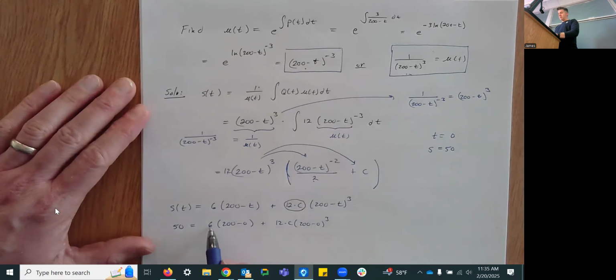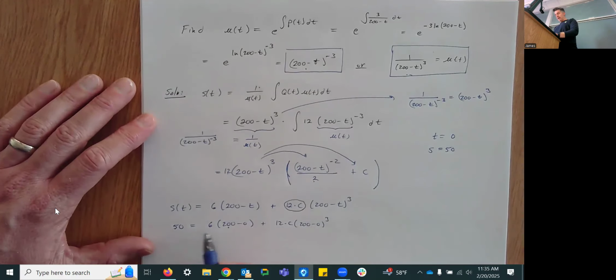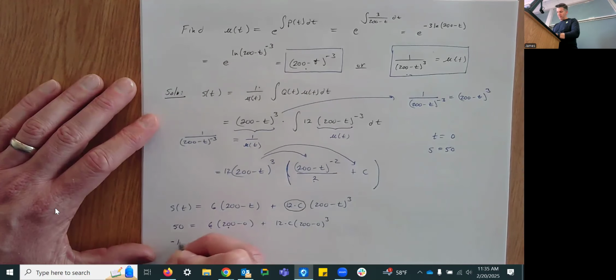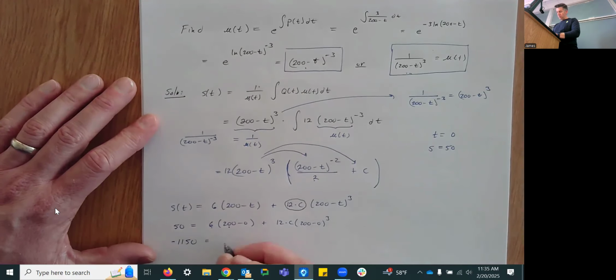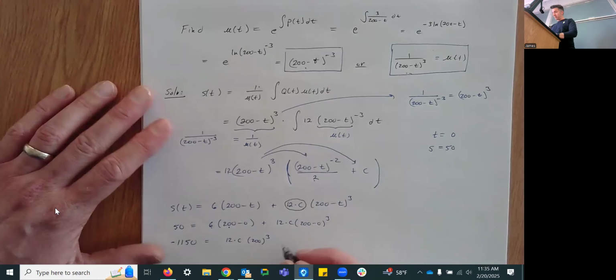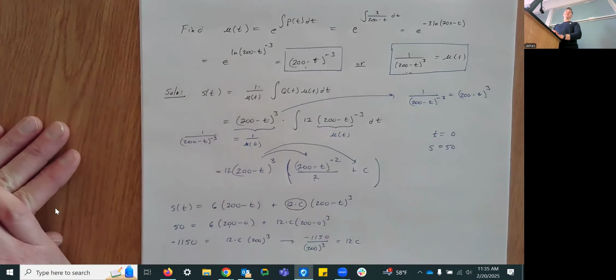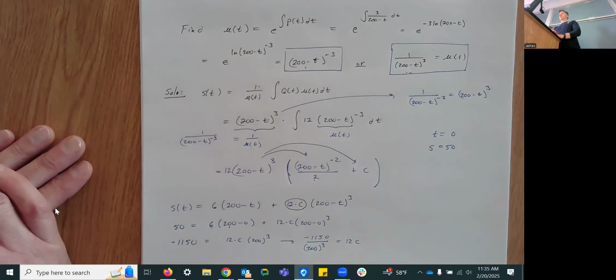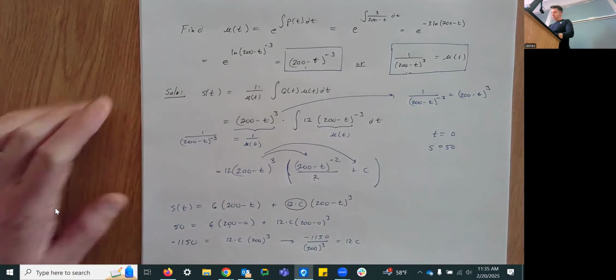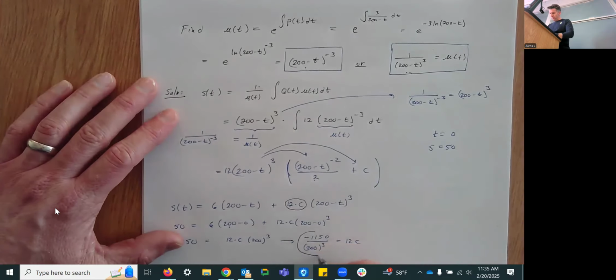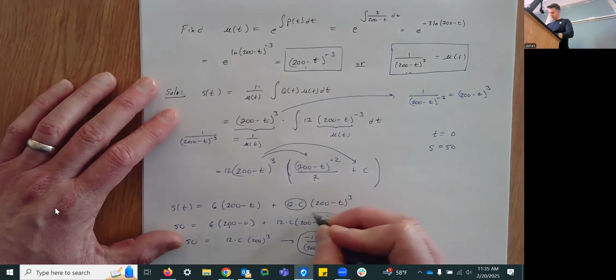So let's see. 6 times 200 is 1200. 50 minus 1200 is negative 1150 equal to 12 times C times 200 cubed. So I'm going to stop at where I think is best. I'm going to say negative 1150 divided by 200 cubed, which is kind of huge, is equal to 12C. Yeah, I could go ahead and solve for C, but then I just end up multiplying it by 12 anyway, so why bother? So then I'm going to plug in this value for my 12C right there.